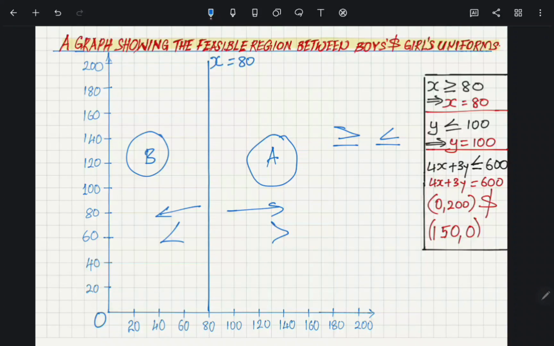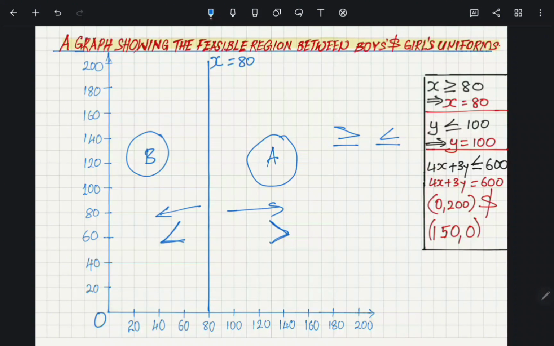Now we are trying to shade the unwanted region, and I'm telling you again, the trick is very simple: the part of the line which faces the origin is always less than, and the part that faces away from the origin is always greater than.